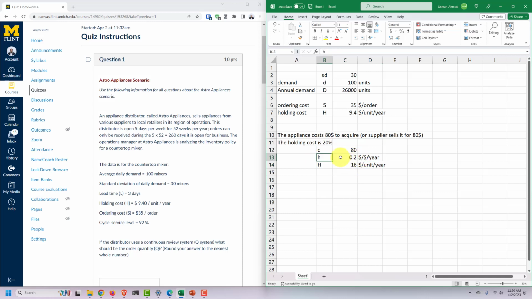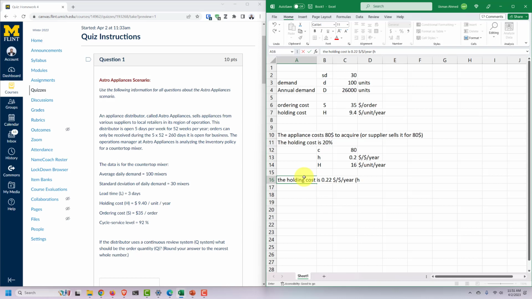And so to go from small h to big H, just multiply small h by the item value, the item cost, how much money you spent to acquire the item, basically. That's C. You multiply that by the small h to get big H. So just remember this. This is extremely important, because sometimes you're given capital H, dollars per unit per year, but many times you're given small h as a percentage or as just $0.2 per dollar per year. So it might say, the holding cost is, let's say it says $0.22 per dollar per year.